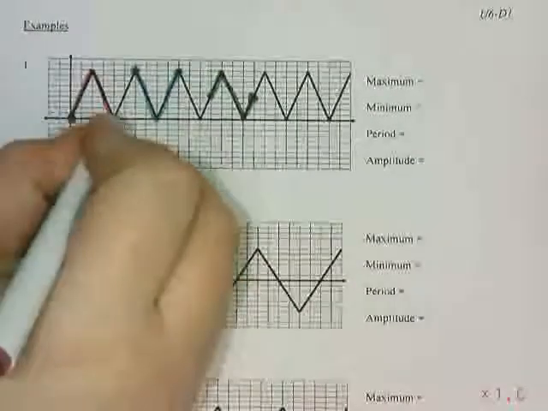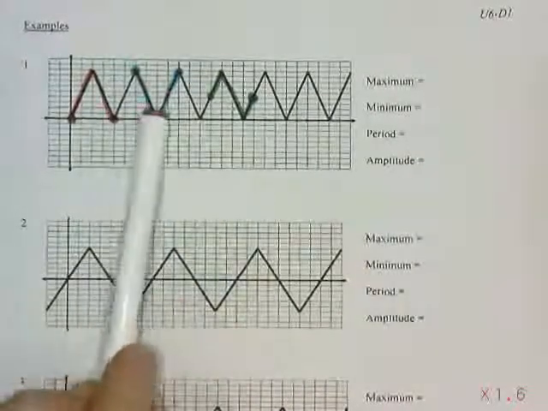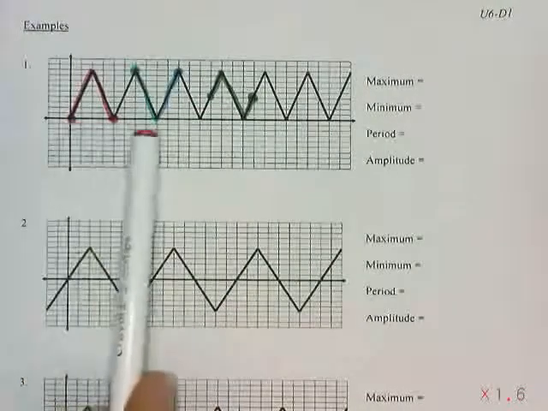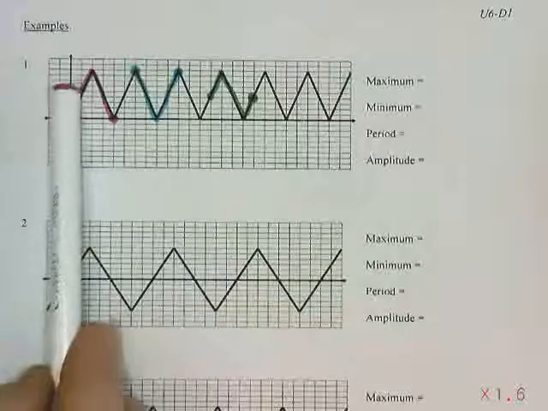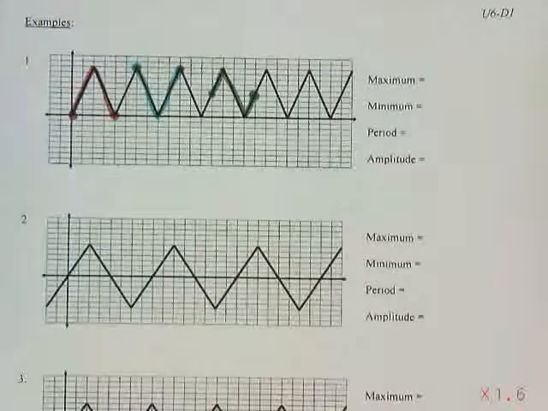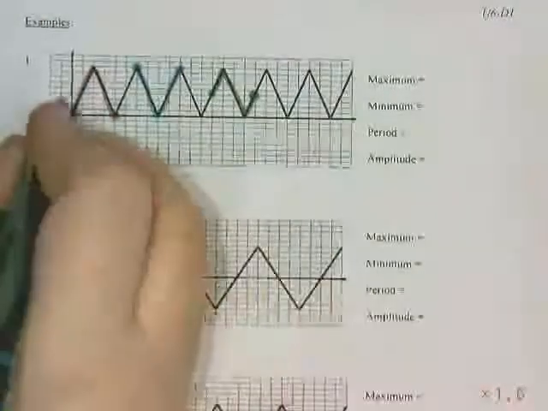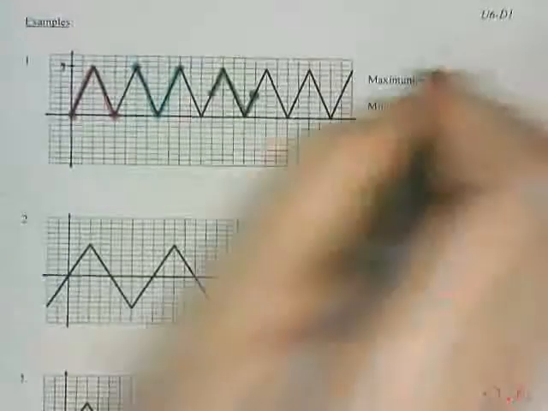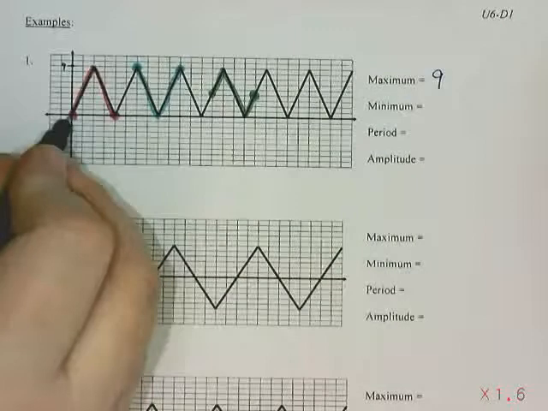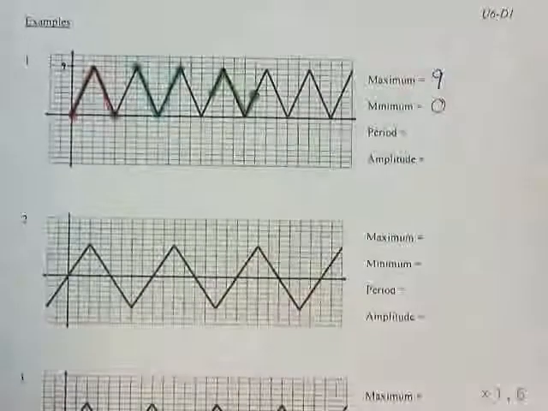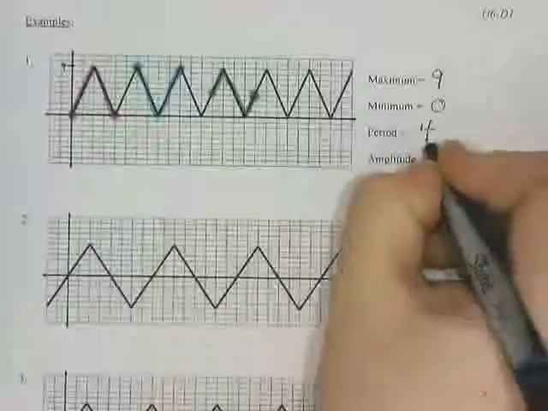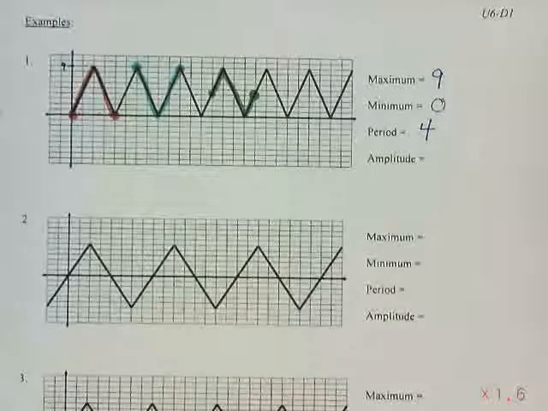Now, regardless of which pattern we pick, whether the pink one or the blue one or the green one, they're all 4 squares long, and 1, 2, 3, 4, 5, 6, 7, 8, 9 squares high. If I was taking a look at the maximum, we're going to assume that every square is 1 on here. So I get up to a maximum height of 9, so the maximum is 9. The minimum is here on the axis, which would be 0. The period is 1, 2, 3, 4 squares. And then the amplitude is half the height.